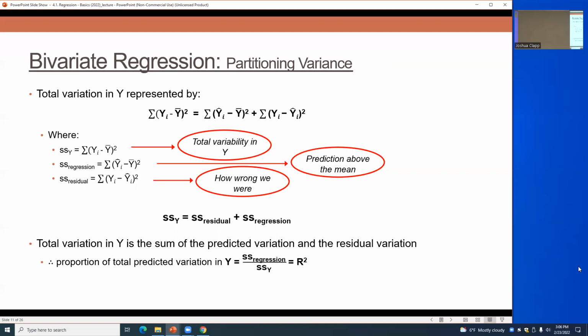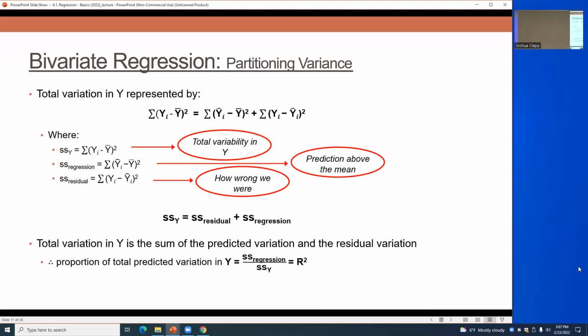Sum of squares y, this is the total piece of the pie. This is all the variability that we're trying to account for. To what extent does my prediction, sum of squares regression, account for the total variability that we're trying to account for? This is going to give me my R squared value, okay?